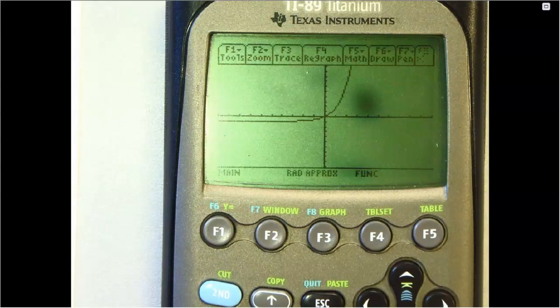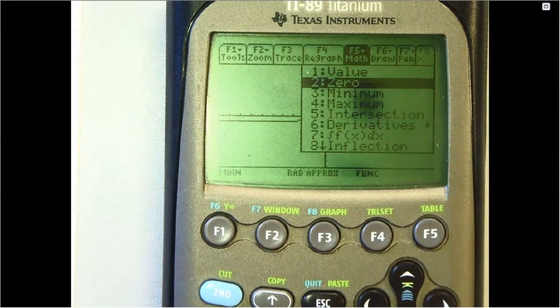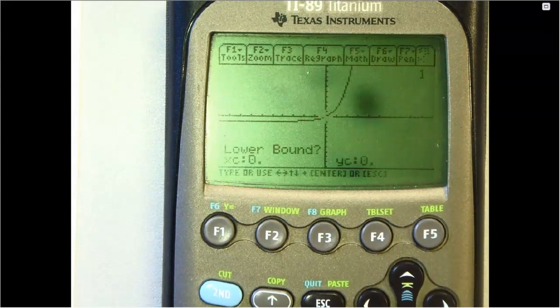So let's make sure that it actually goes through 0 and not like 0.1 or something. So hit F5, and then 0. And then you're going to do lower bound, upper bound. Lower bound, upper bound are left and right. So move your cursor over to the left a little bit and hit enter, and it'll put an arrow there. Then move your cursor to the right, and it'll put an arrow there. It'll look between those two things, where does it cross the axis? And that's what we're trying to see.